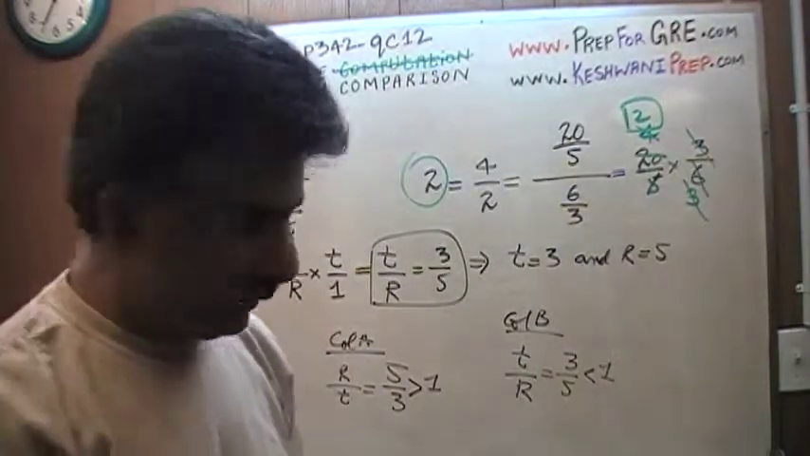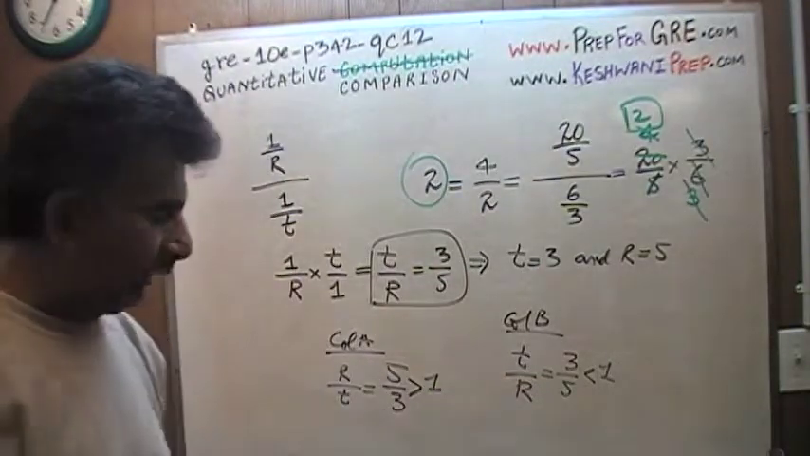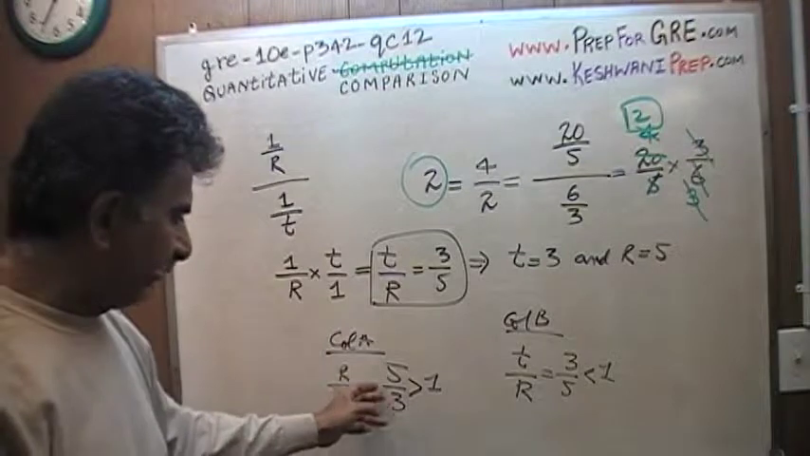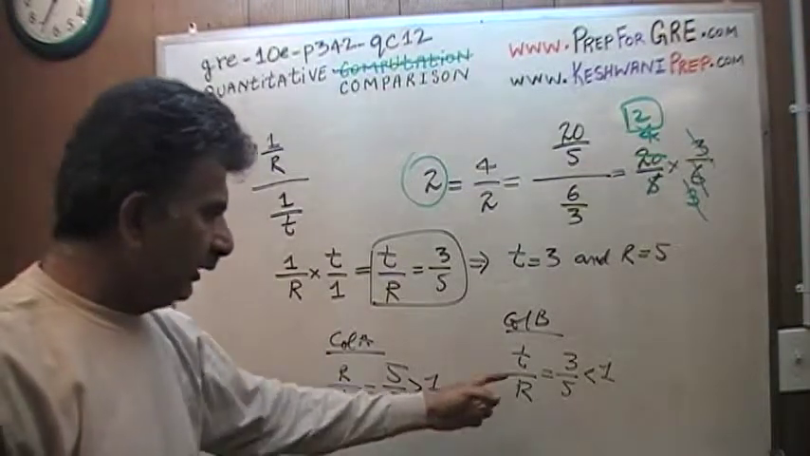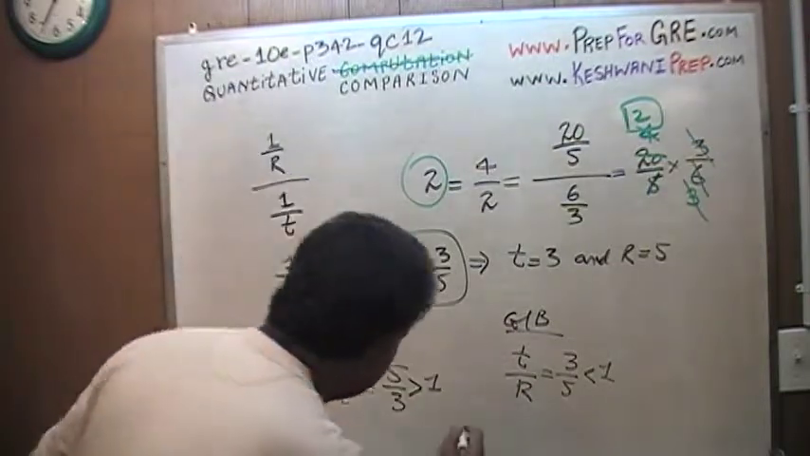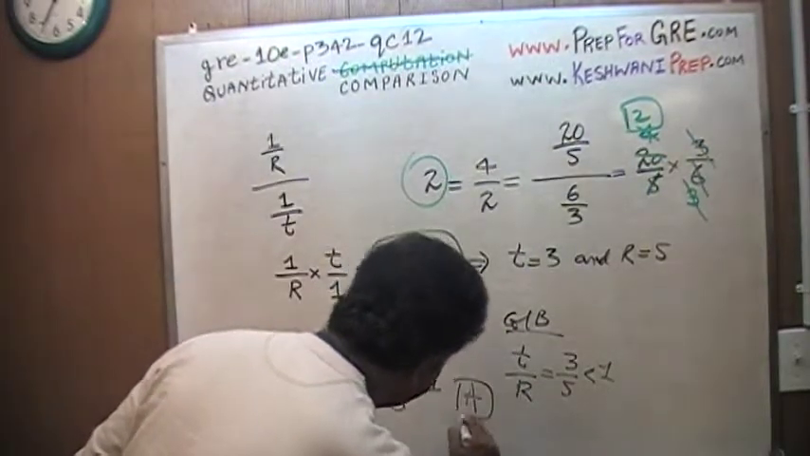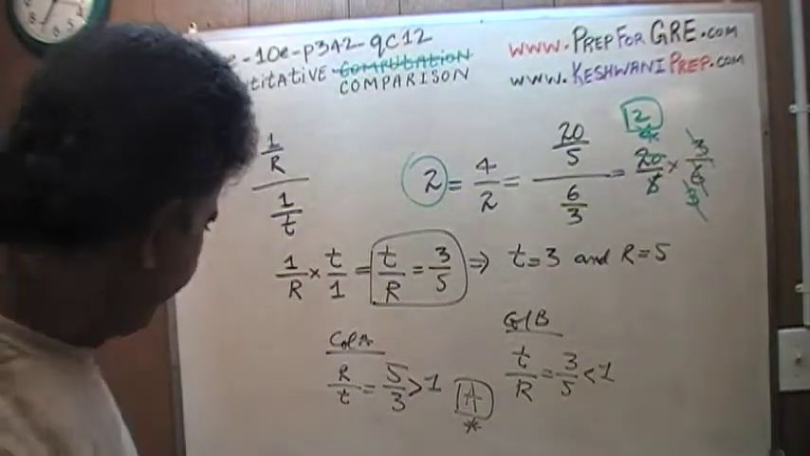What 5 over 3 actually is and what 3 over 5 actually is is no concern of ours. All we have to realize is that 5 over 3, because the numerator is bigger than the denominator, whatever it is, is more than 1, and this one, whatever it is, is less than 1. Since this is more than 1 and that is less than 1, the answer is A. That's it, we're done. That's all.